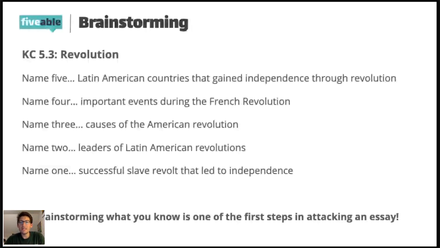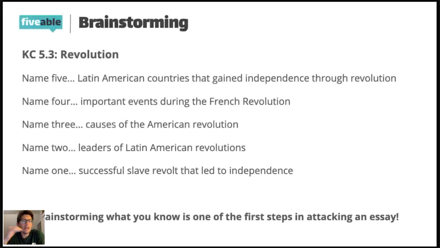Keep in mind that Cuba is not independent until after the United States fights the Spanish-American War. So take Cuba out of there. Brazil, well, it doesn't necessarily gain independence through total revolution. The country has a king and they declare independence, but not necessarily through a violent revolution. Saint Domingue, another name for Haiti. So a lot of really good answers here.